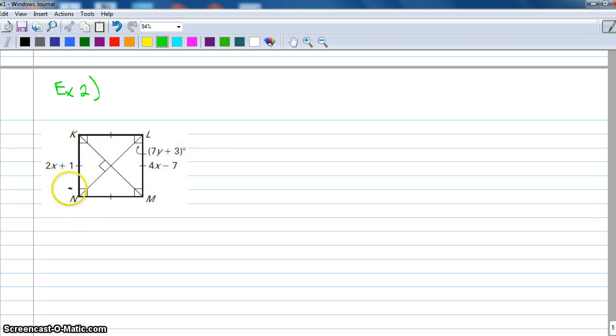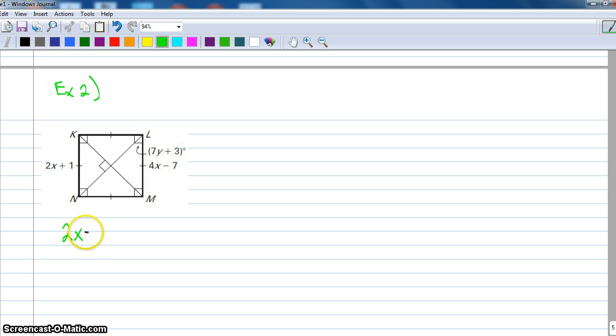Example 2. This is a square because they're all the same length and they're all 90 degrees. Let's find x first. Well, x is right here with this side, 4x minus 7, and 2x plus 1 is on this side. And they both have the same little stick, which means they are congruent. That's what the symbol means.